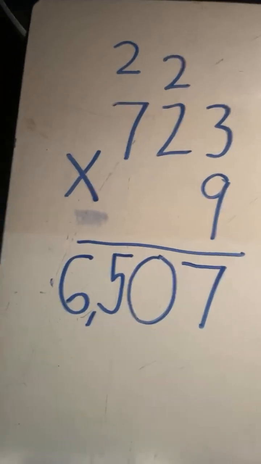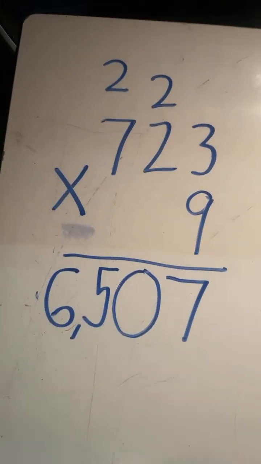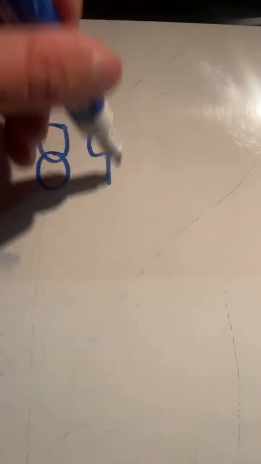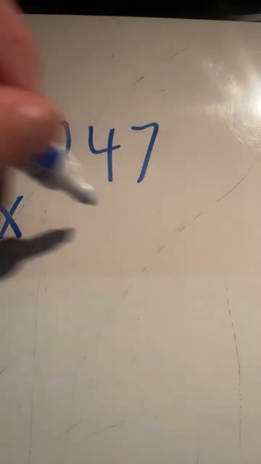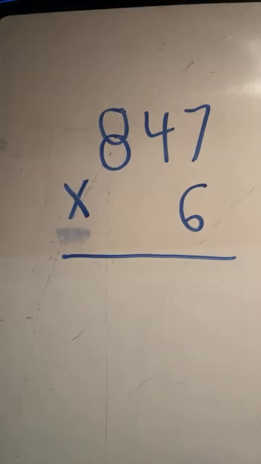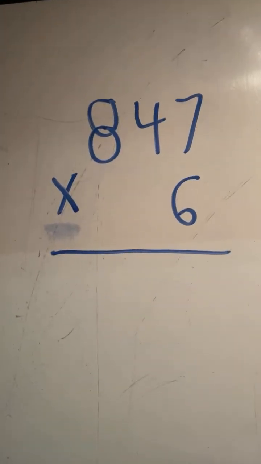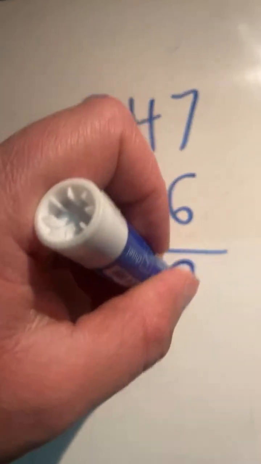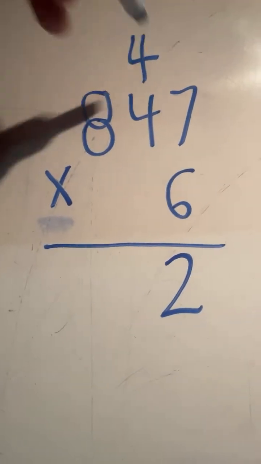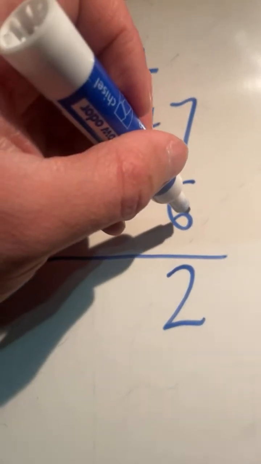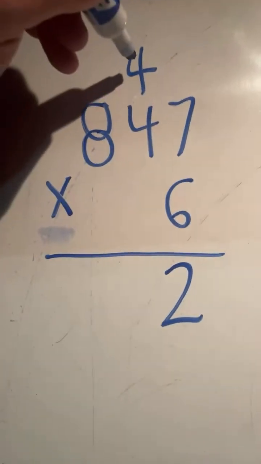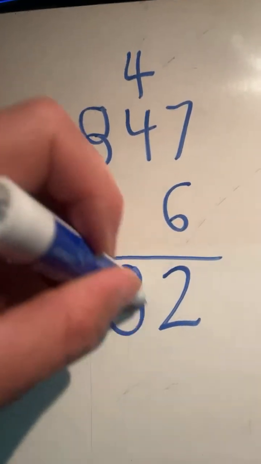All right, brace yourselves for the final problem of the video. 847 times 6. So as always, we start out in the ones place. 7 times 6 equals 42. 2, carry the 4. 4 times 6 equals 24. Plus 4 equals 28. 8, carry the 2.